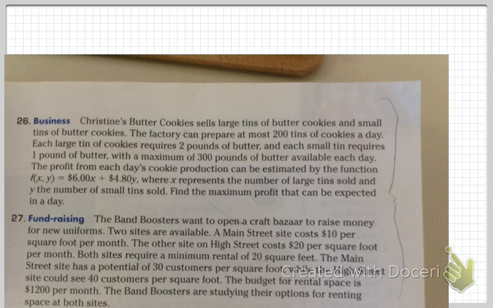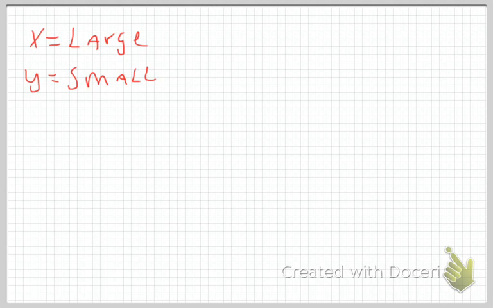So let's see if we can go ahead and do that. Alright, so what I did here is cleaned up a couple things. What I did is let x equal large containers of cookies and y equal small containers of cookies. Now to set this up, we're going to of course be using inequalities.